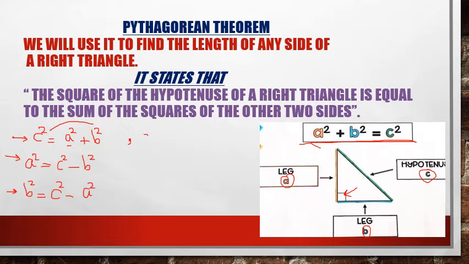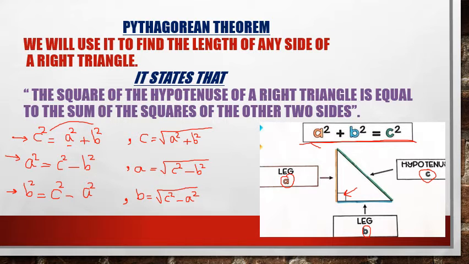If I want to find C only, we will take the root. Take the root of what? A squared plus B squared. This is the hypotenuse length. For leg A, take the root of C squared minus B squared. This is leg A. Let's see leg B. The length of leg B is the root of C squared minus A squared.